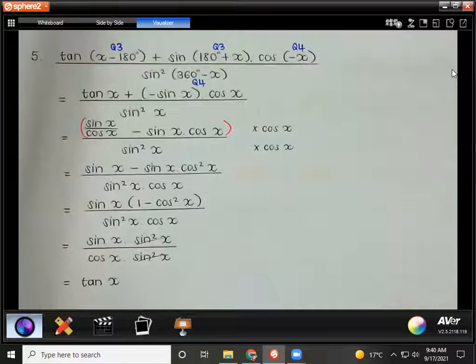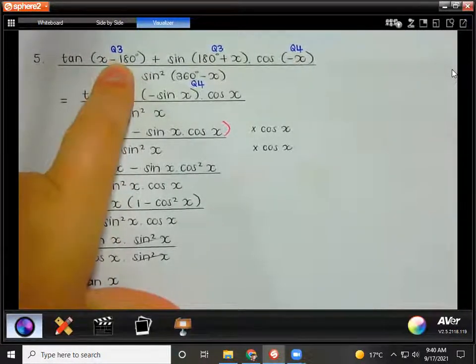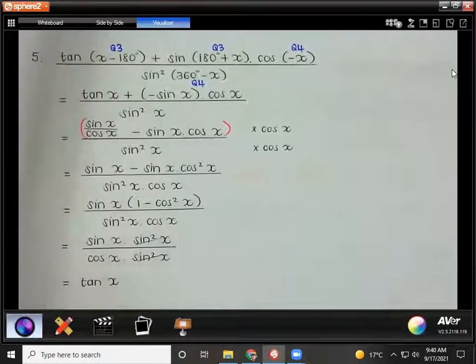Guys, the first thing there is that you have x minus 180. So x is in the first quadrant, then you minus 180, you'll end up in quadrant 3. Okay? What is tan in the third quadrant? Positive. So that becomes positive tan. There you have a mark already, guys. All right, just for doing that, 1 mark.